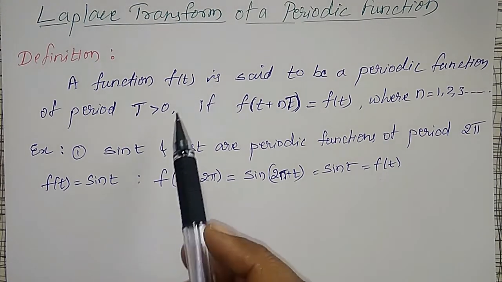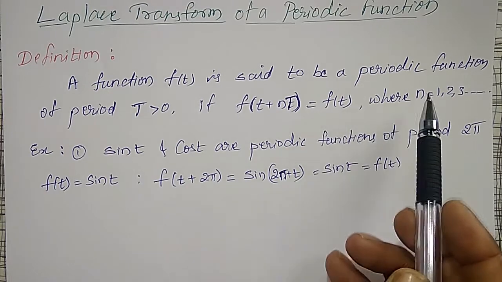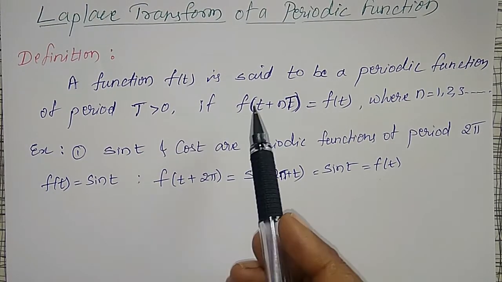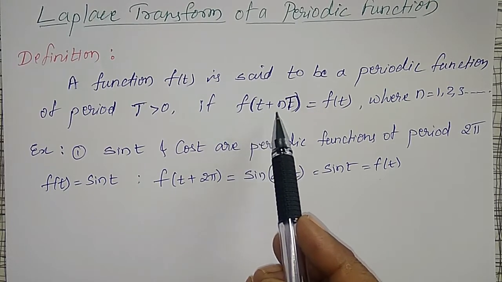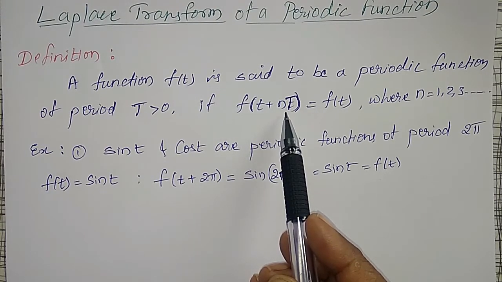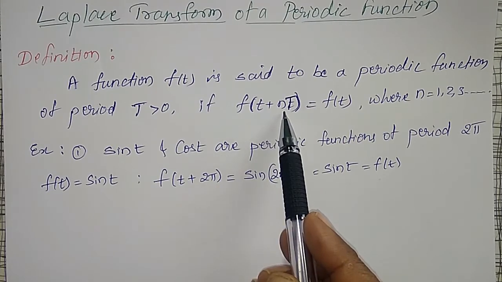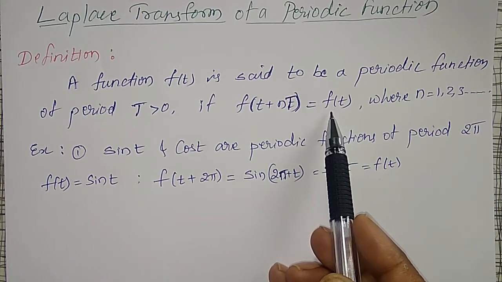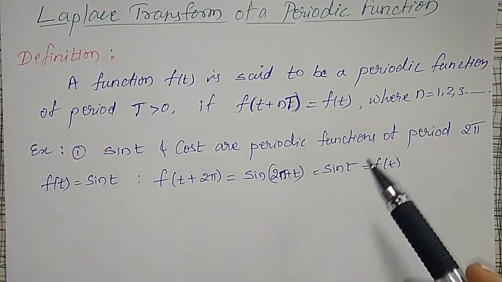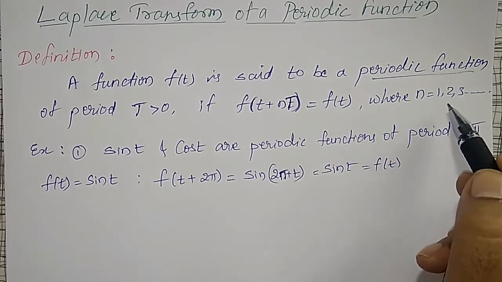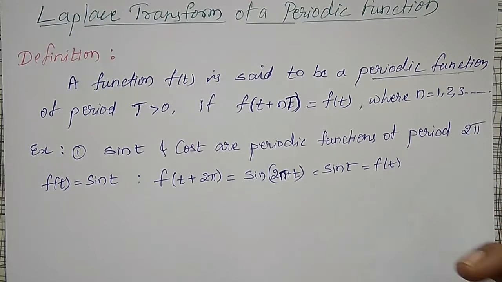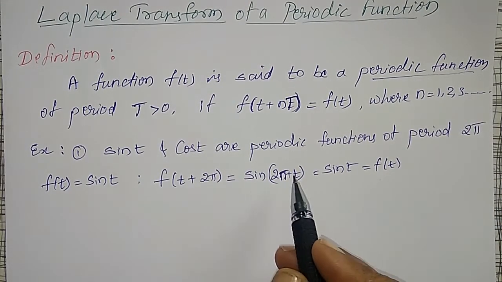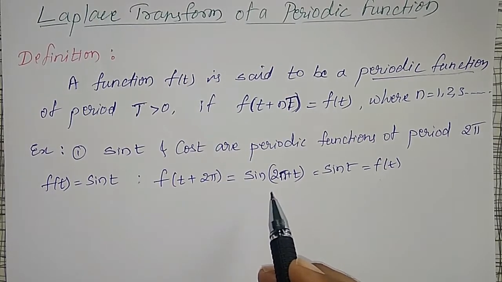A function f of t is said to be a periodic function of period capital T greater than 0 if f of t plus n into T, that is, t is replaced by t plus n into T, then also I am going to get it equal to f of t. Such functions are known to be periodic functions, where n is equal to positive integers 1, 2, 3 and so on. And here sin t and cos t are the periodic functions of period 2 pi.